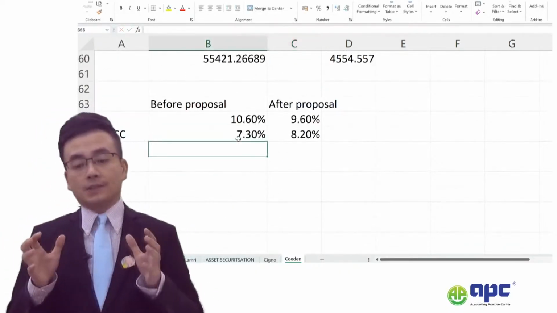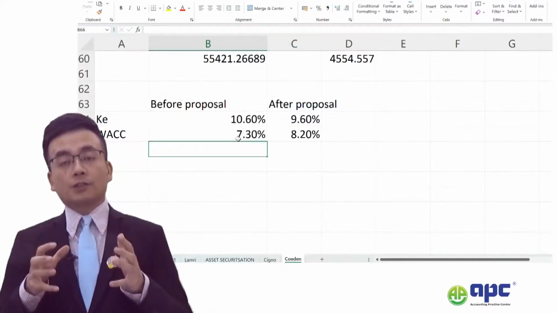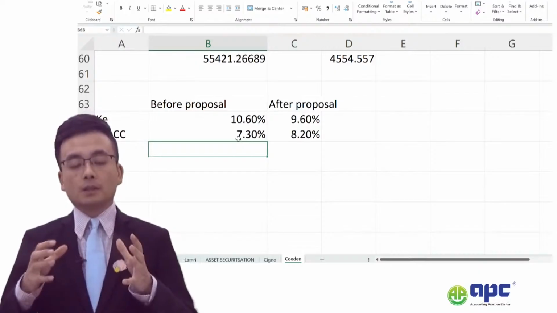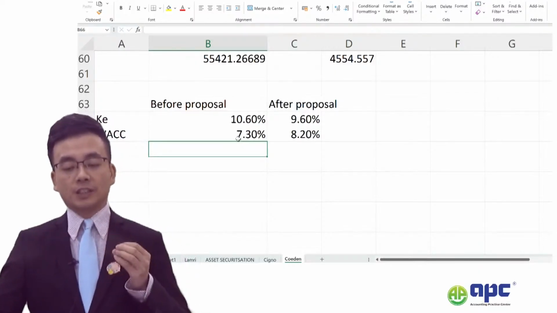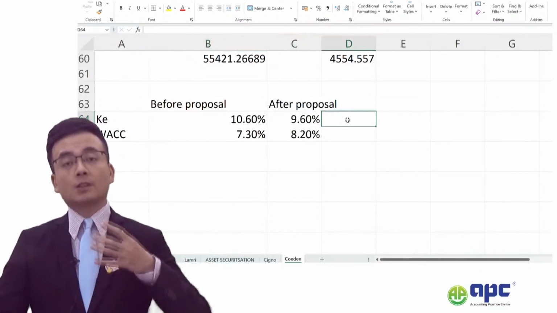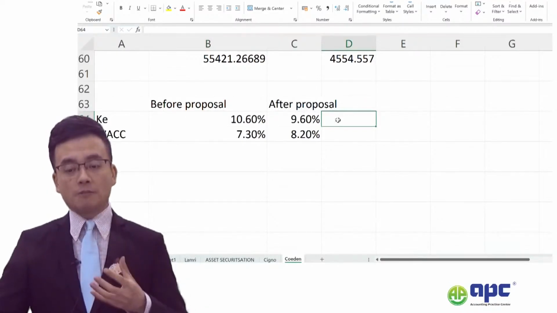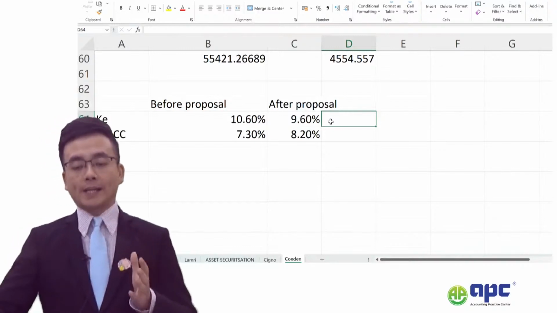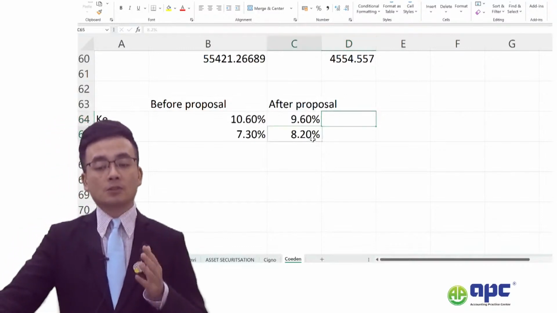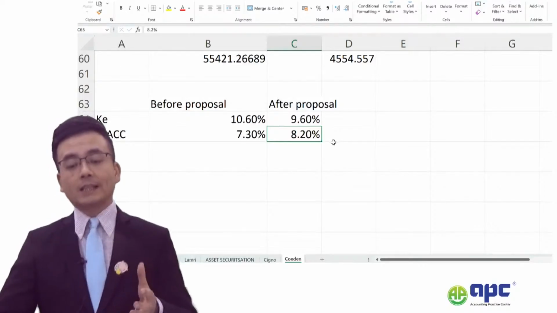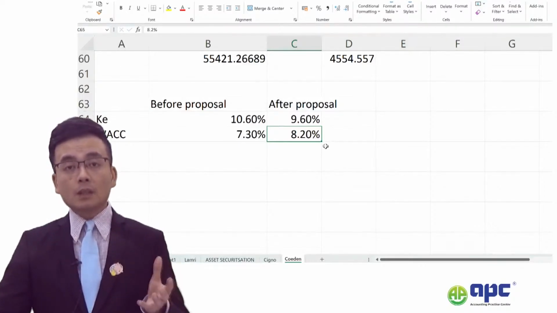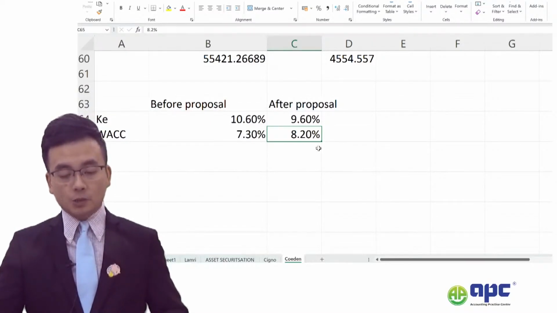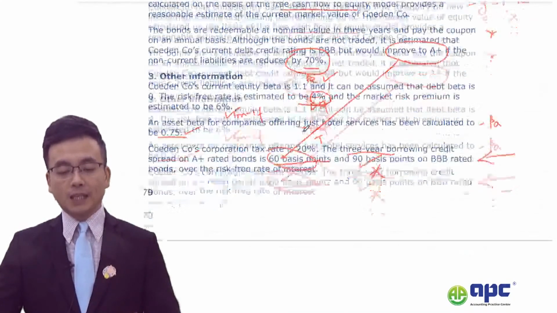So what that means is, after your credit rating is improved, the required return from the shareholders actually decreases. The reason is to reflect the fact that you've got lower financial risks. But on the flip side, the WACC increases to 8.2%. The reason is that you're sacrificing cheaper sources of finance. And that's why you can make certain comments in the exam.